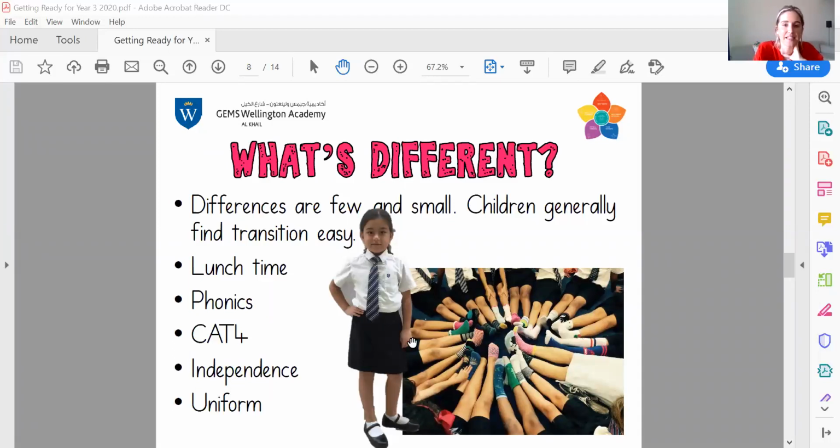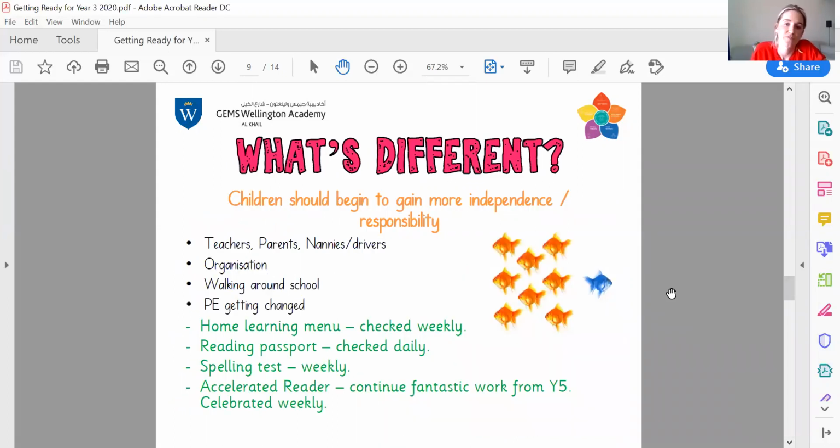And then independence. I've got a whole slide on independence for the next one, because the biggest change I feel between Year 2 and Year 3 is that we really expect the children to become much more independent and much more responsible. So this includes from their teachers, from parents, from nannies, from drivers. We expect them to be able to organise themselves.